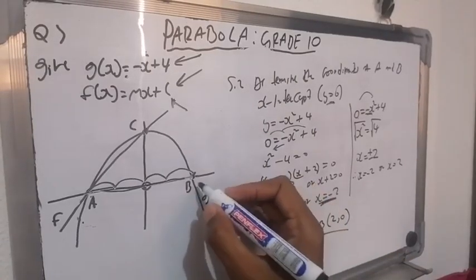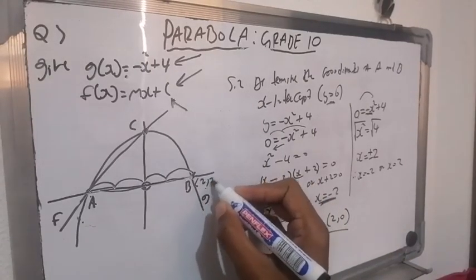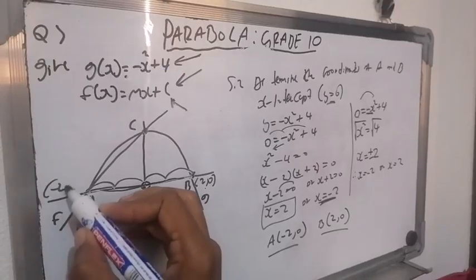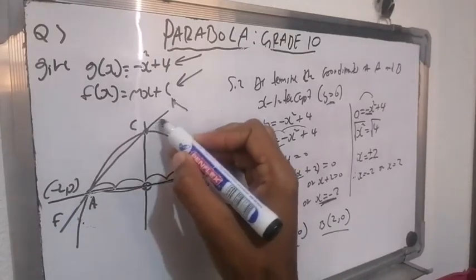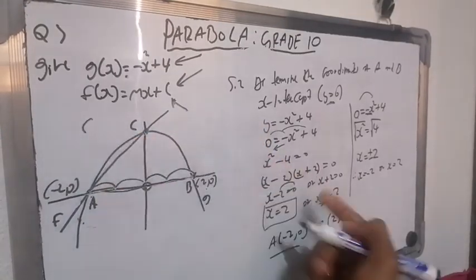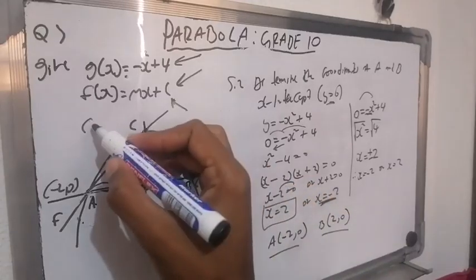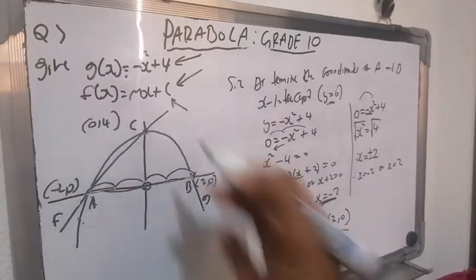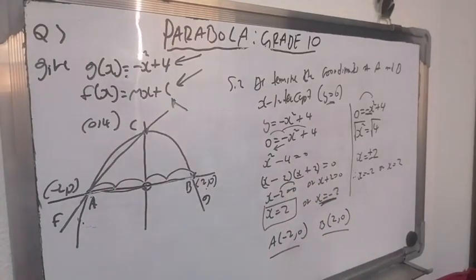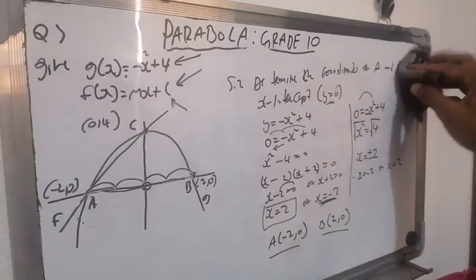Okay, just like that. So I'm going to write them here. 2 and 0, negative 2 and 0. We found the coordinates of C though. They were 0 and 4. Okay, I'm just going to write them there. Well, I believe it makes sense. Let's move to the next question.